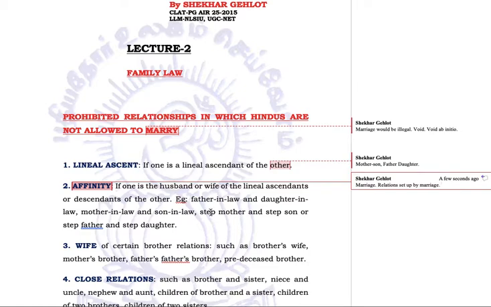You cannot marry your stepmother. A Hindu cannot marry his stepmother. Though this mother has not given birth to him, she is the wife of a Hindu's father. So a Hindu cannot marry his stepmother, or a stepmother cannot marry her stepson. Like this.